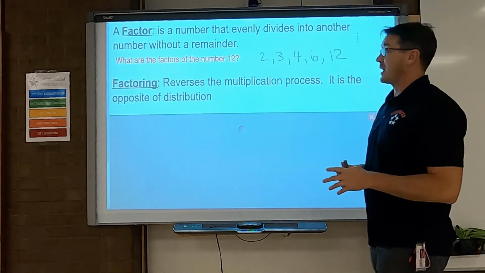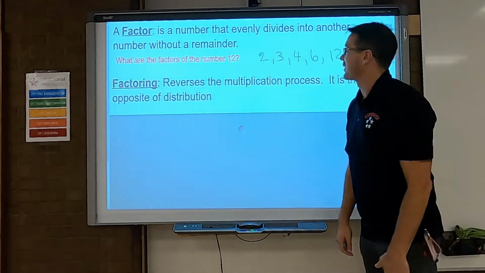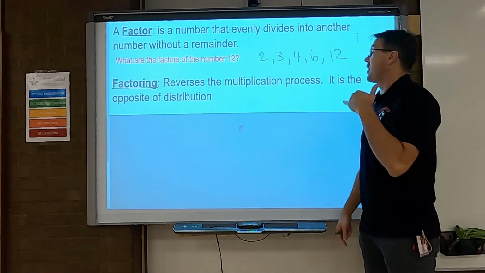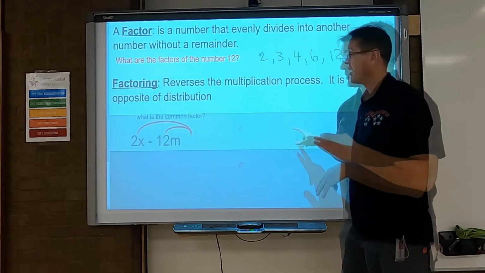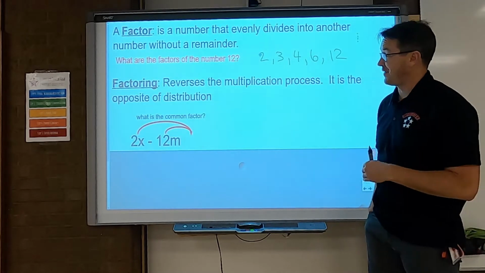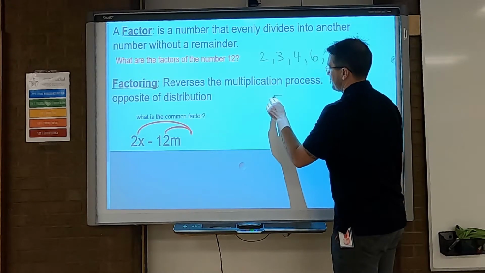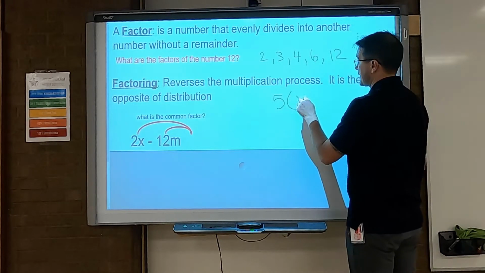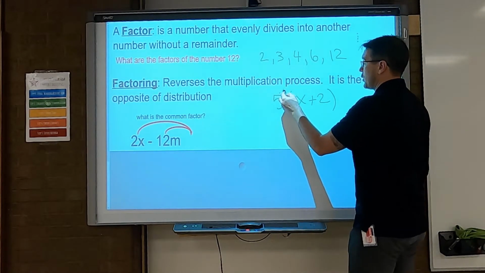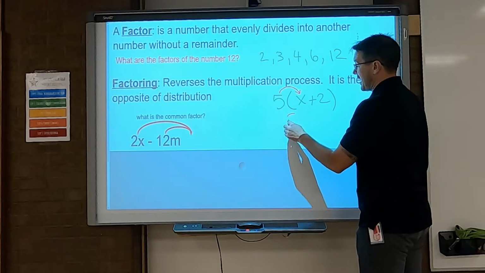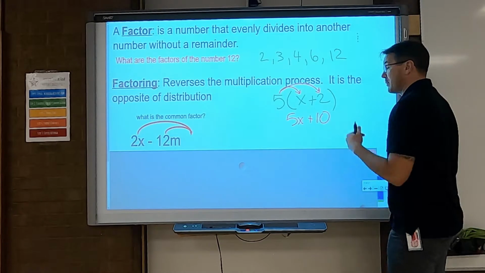Well, factoring is the reverse of the multiplication process. Let me try that again. Factoring is the reverse of the multiplication process. It is the opposite of distribution. So what is a common factor? So what I'm saying is, if I gave you a problem like this, 5 times (x + 2), hopefully you know how to distribute. You can distribute by multiplying through. 5 times x gives you 5x, and 5 times 2 gives you 10. So that's the distributive property.